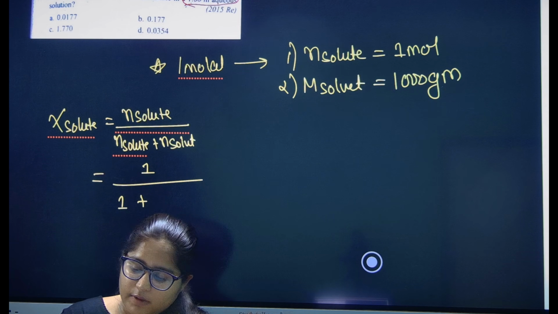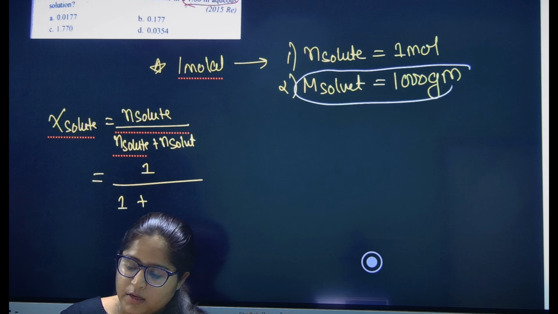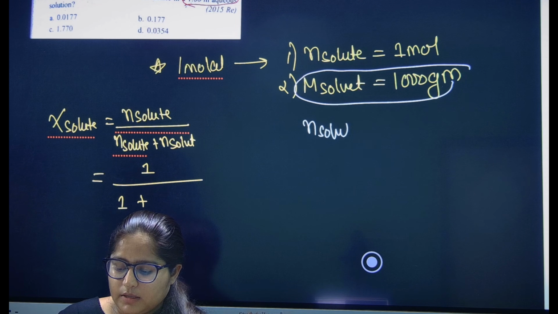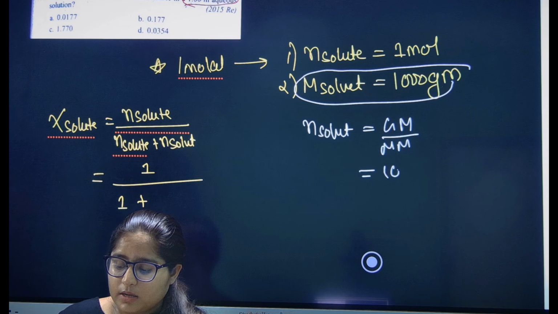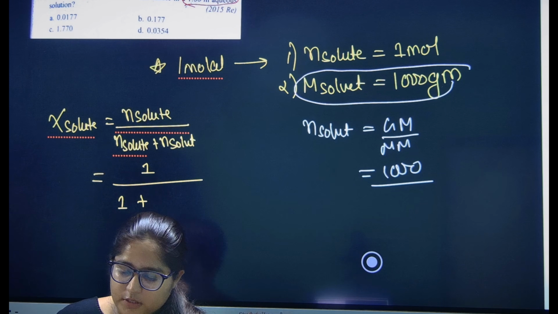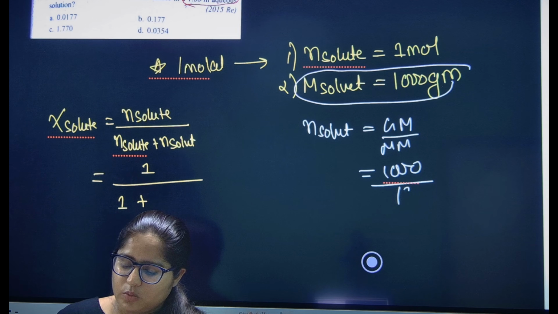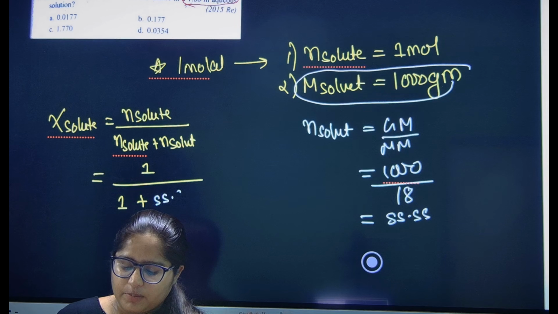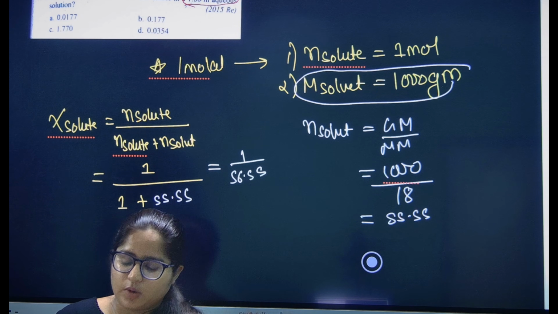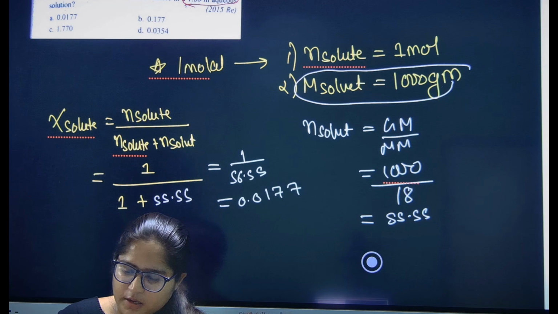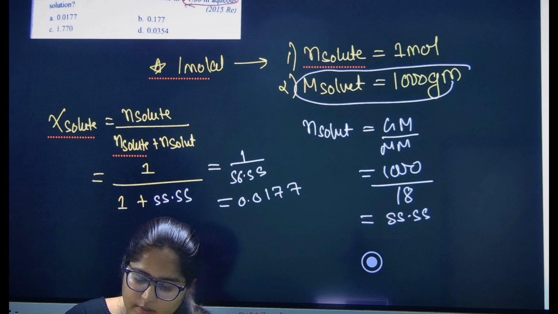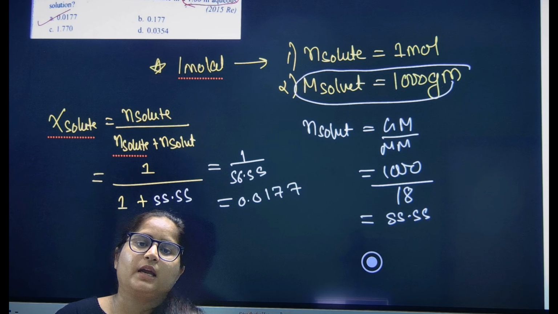Moles of solvent. How to calculate mole of solvent? Mole of solvent will be equal to given mass by molar mass. Given mass is 1000. Molar mass, which solution? Aqueous. Aqueous means water. So it will come 55.55. Let me add here 55.55. So we'll get here 1 by 56.55. Okay. So our answer will come 0.0177. Which option is coming? 0.0177, option number A, right?